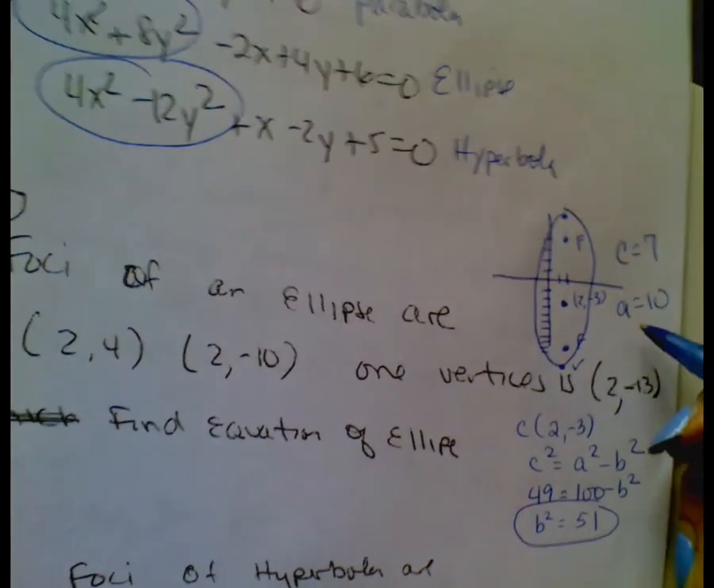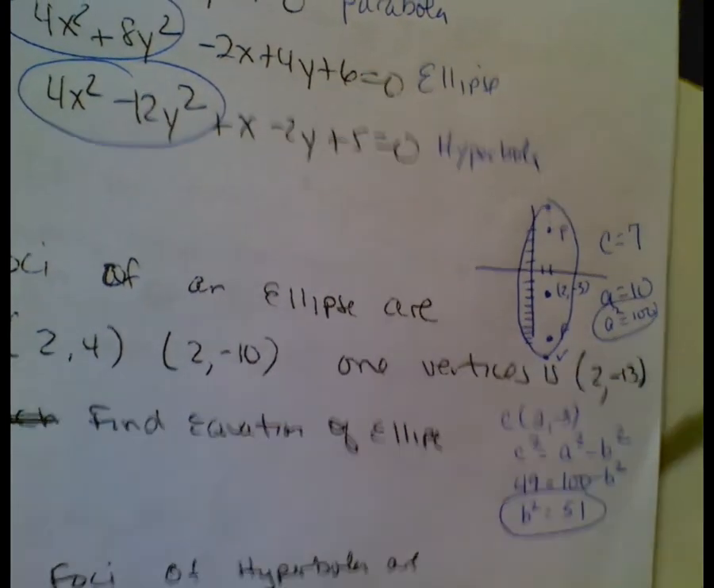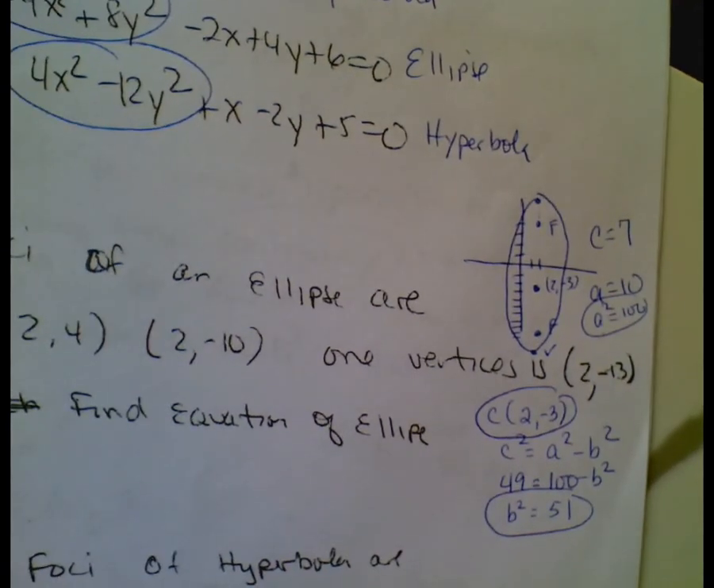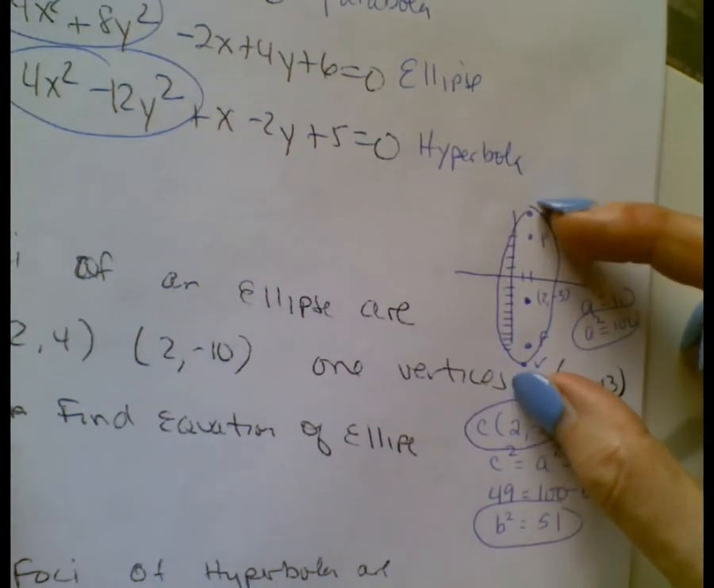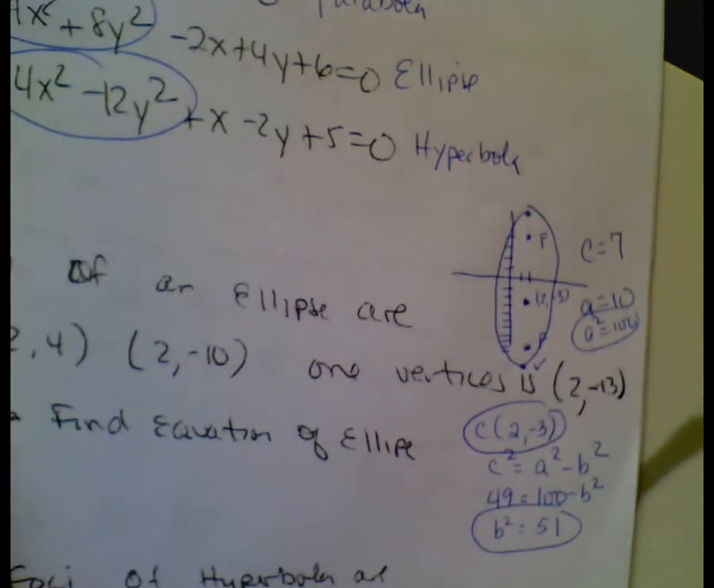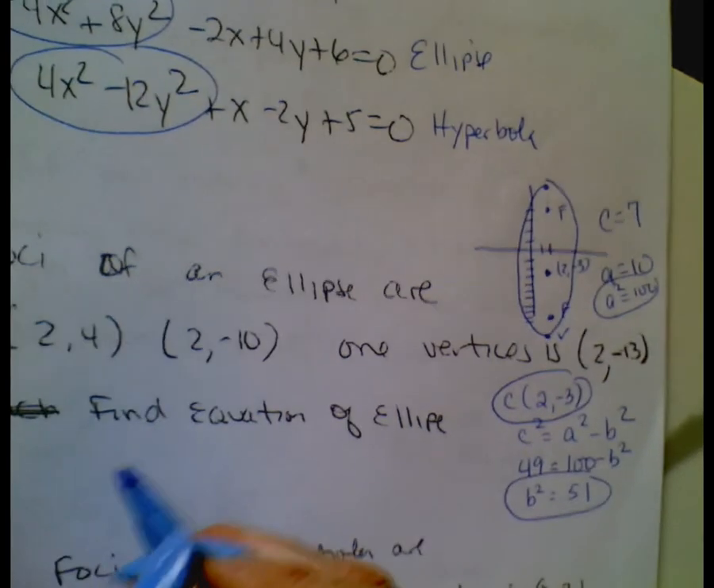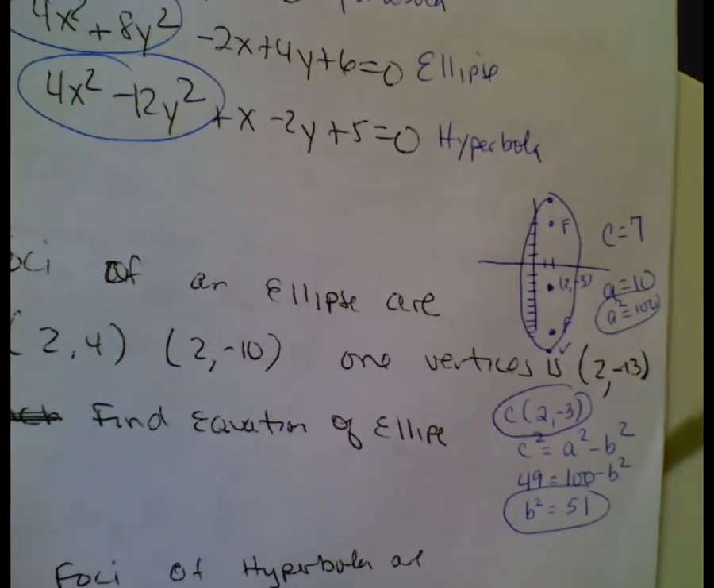That's an important number. If a is 10, then a squared is 100. That's an important number, and the center is an important number. You need all that stuff to write your equation. So it's an ellipse that's vertical, so the bigger number has to be under the y. Keep that in mind. You can start with the y squared term first if you want, since it's vertical, but I don't. I just make sure that the bigger number is under y.